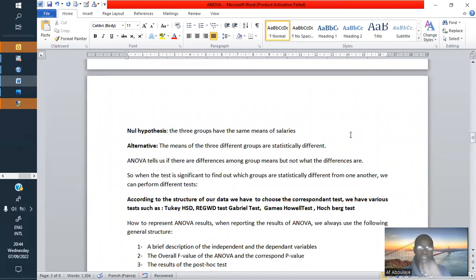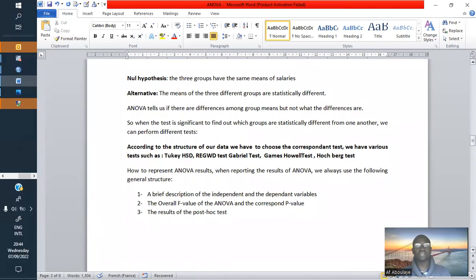As in all statistical tests, we have what we call the null hypothesis and the alternative hypothesis. The null hypothesis for ANOVA here, because we have three groups, is that the three groups have the same mean salaries, and the alternative is that the means of the different groups are statistically different. We will accept or reject the null hypothesis according to the value of the result. However, ANOVA only tells us whether the groups we are comparing are the same or not.